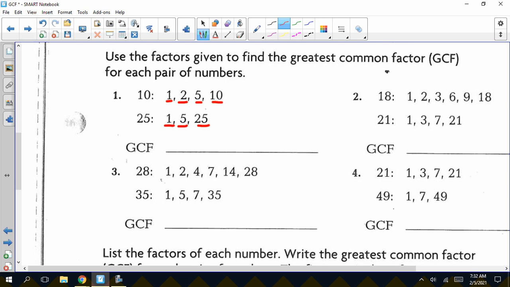So when we look at these, the numbers that they have in common would be 1 and 5. 1 and 5 are the numbers they have in common, but the greatest number that they have in common is 5. So that's going to be our GCF.